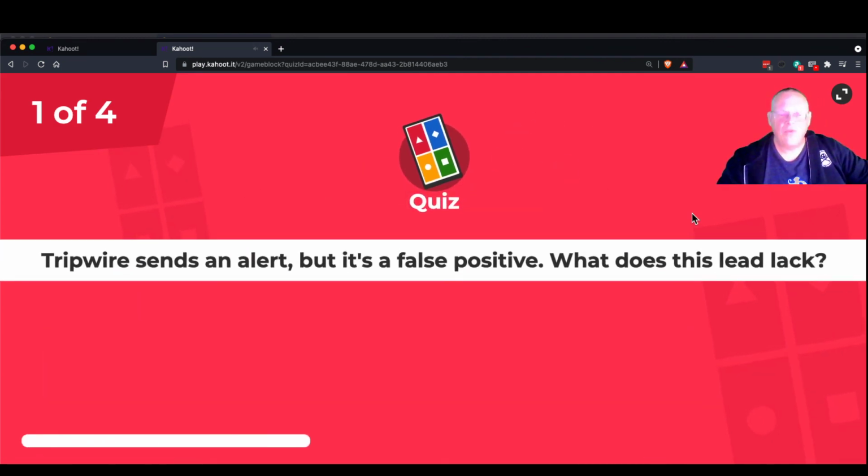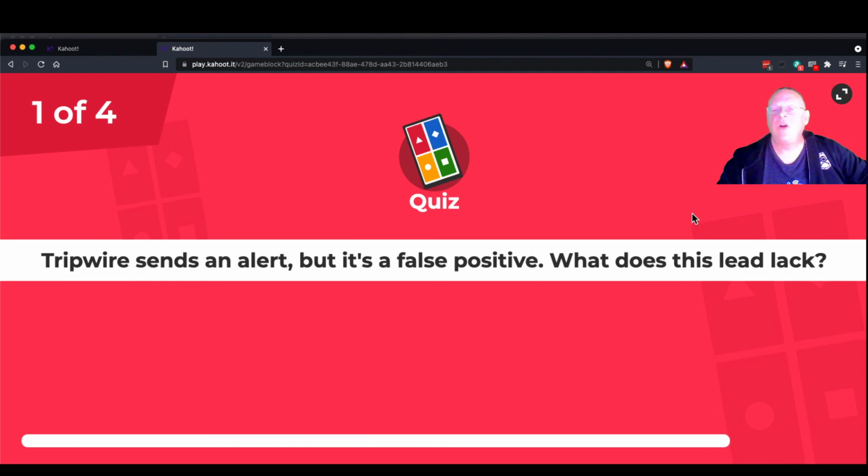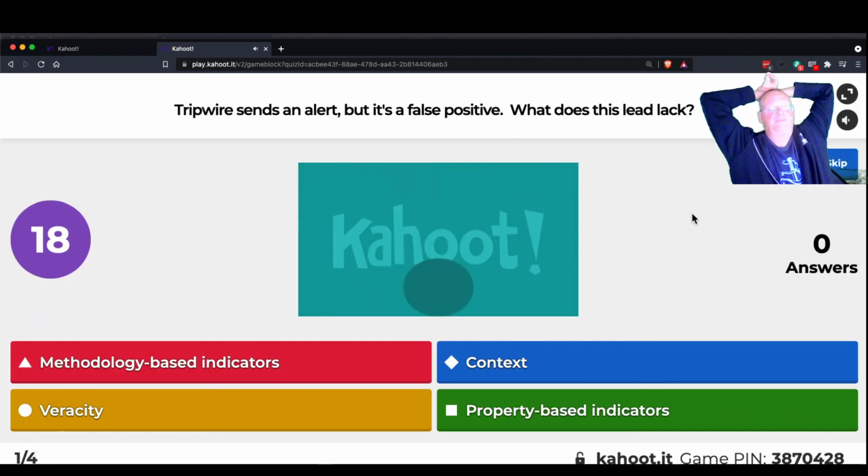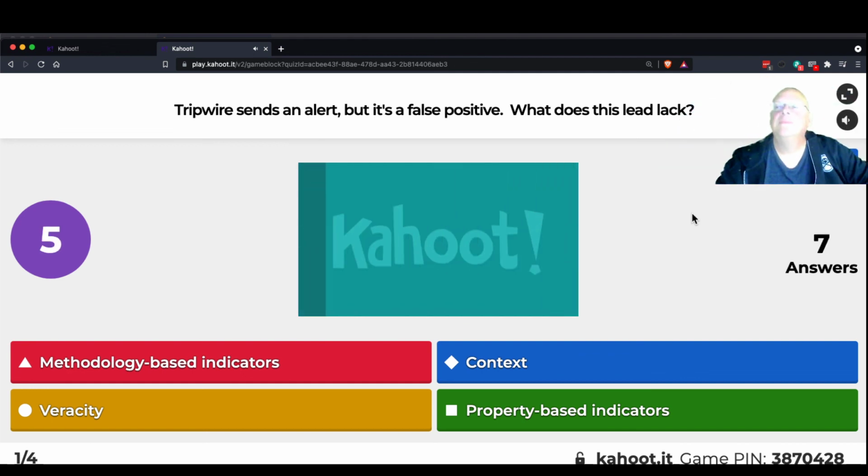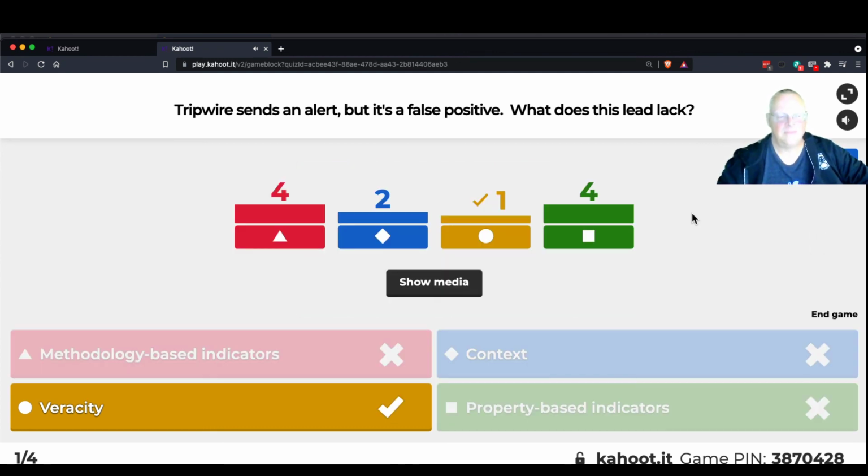All right, so Tripwire has a false positive. What's wrong with that lead? That's veracity. A false positive is not true. It tells you something bad has happened, but it's not true. That's the point of being a false positive. That's a lack of veracity. Your tool is lying to you.